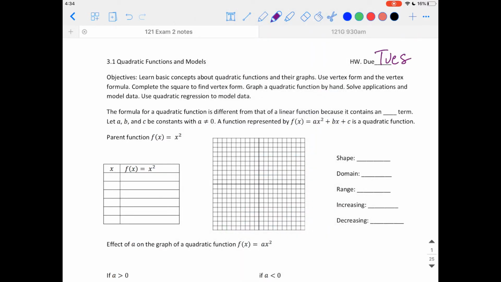So objectives, we're going to learn basic concepts about quadratic functions and their graphs, use vertex form and the vertex formula, complete the square to find the vertex form, graph the quadratic function by hand, solve applications and model data, use quadratic regression to model data.